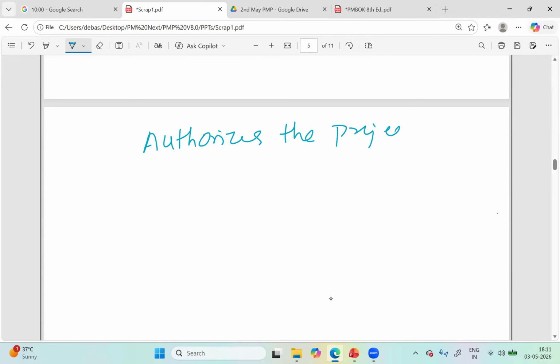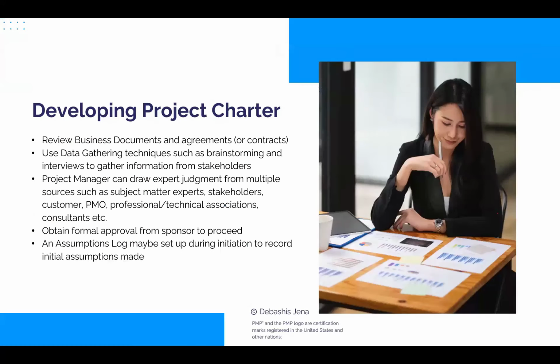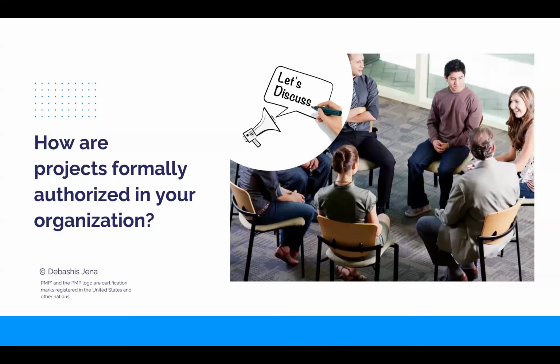Get this right. Charter authorizes the project. Charter authorizes the project manager for the project. The two statements are related. I will explain. If somebody asks you, what is the purpose of charter? Let's understand that. First one, charter authorizes the project. Meaning, without a charter, project cannot commence. Cannot.